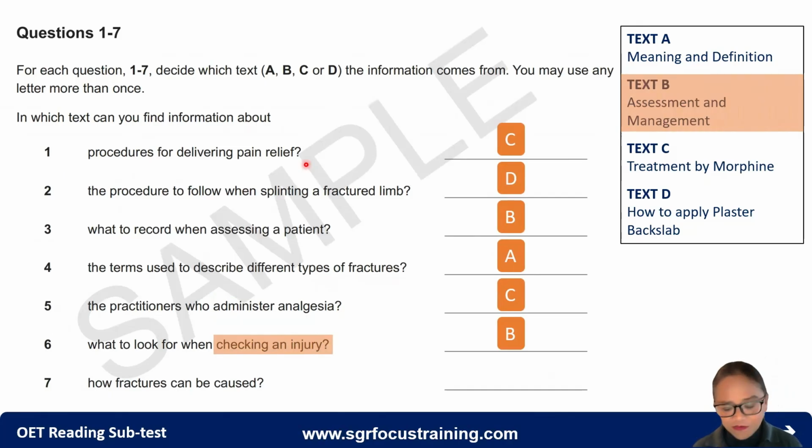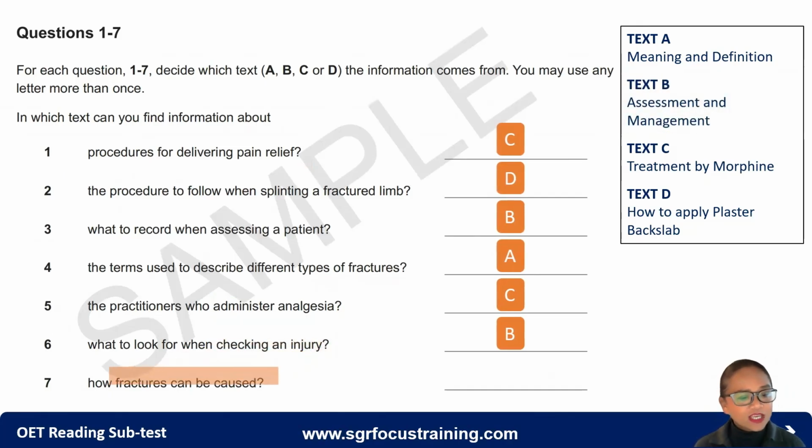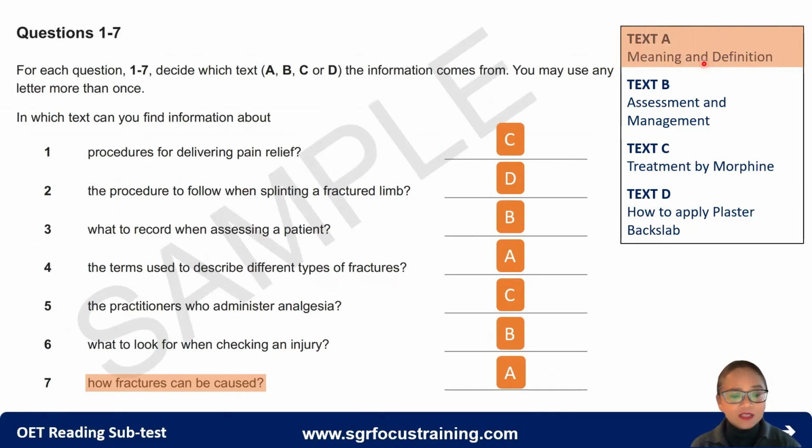For number 7, we're being asked, where can we find the information that tells us how fractures can be caused? Well, as I mentioned earlier, when you've got a text that gives you the meaning and definition of the information or the topic that's being told, many times it does include causes, okay? So that typically brings us to text A.